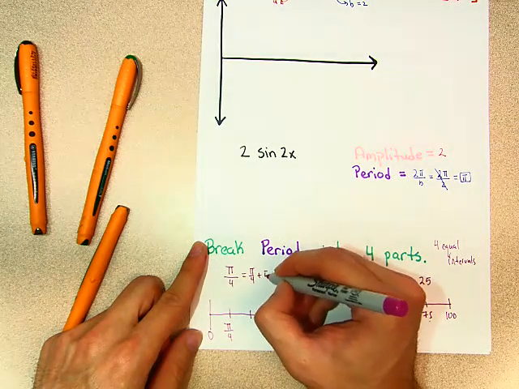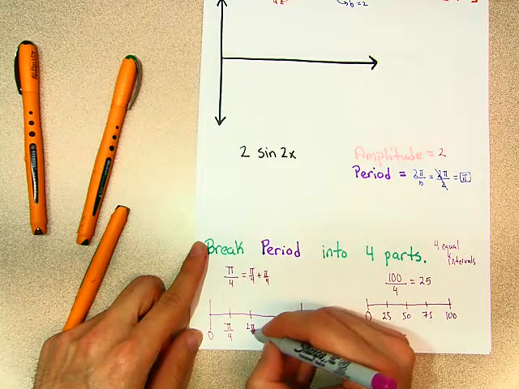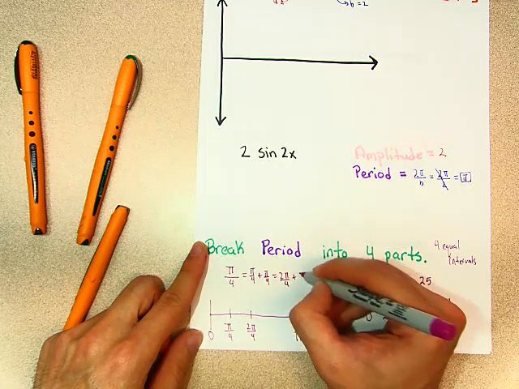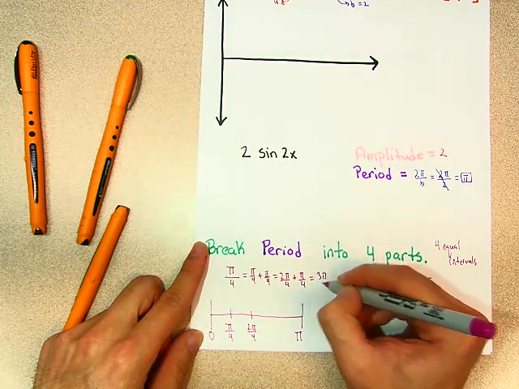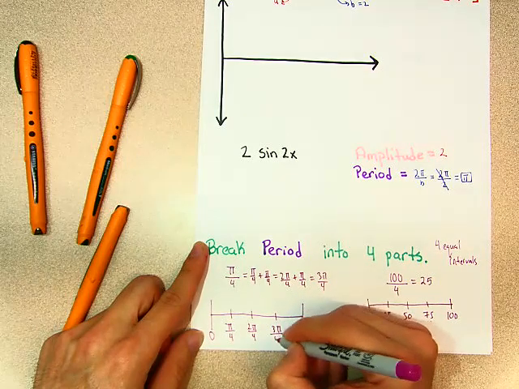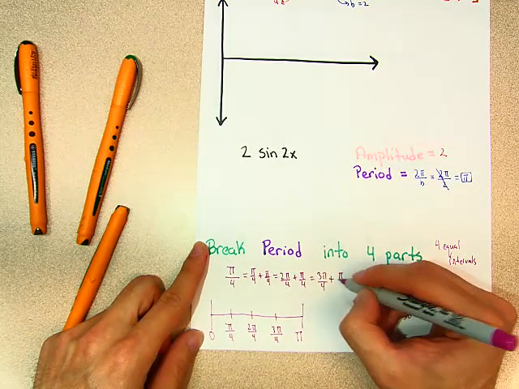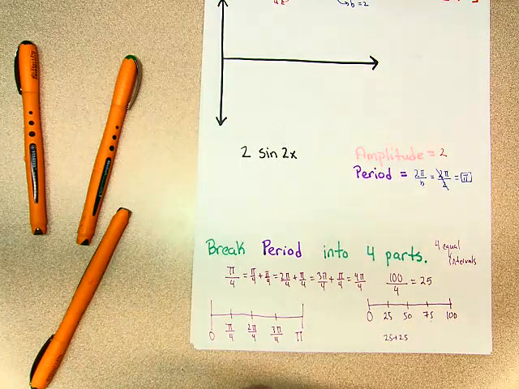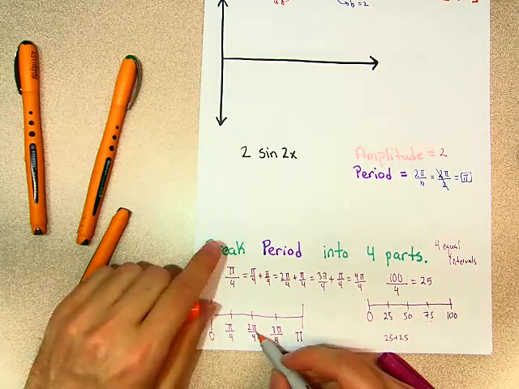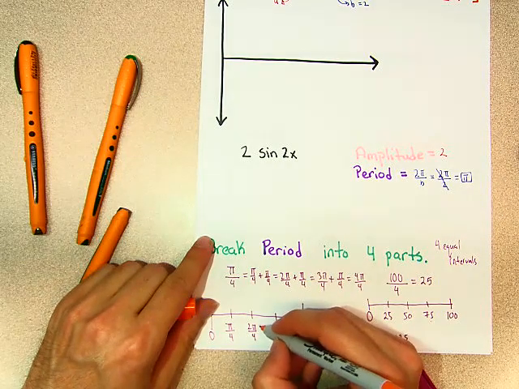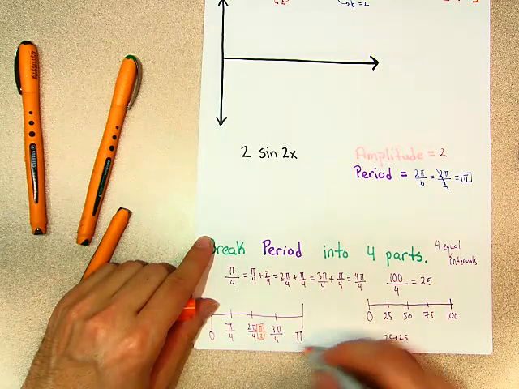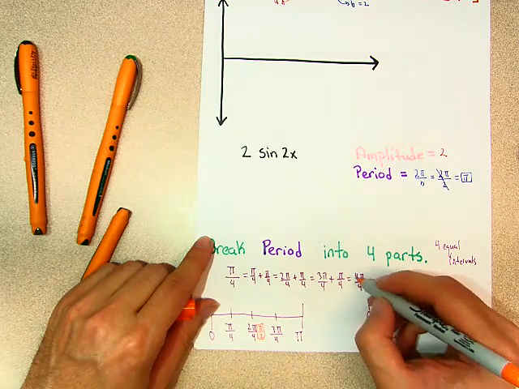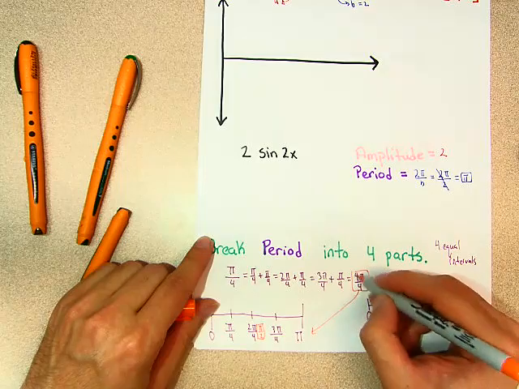We added 25. Well, how do you go from pi over 4 to the next one? We just add pi over 4, which equals 2 pi over 4. And then what do we do? We add another pi over 4, which equals 3 pi over 4. And then how do we get to the last part? Well, we just add another pi over 4, and that equals 4 pi over 4. But one thing we need to notice is that here, 2 pi over 4 is the same as pi over 2, right? And here, notice that 4 pi over 4 is the same as pi.